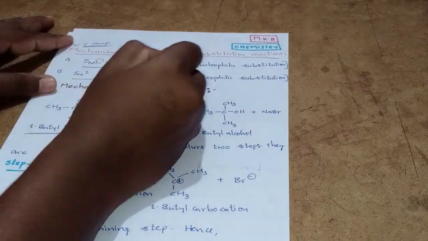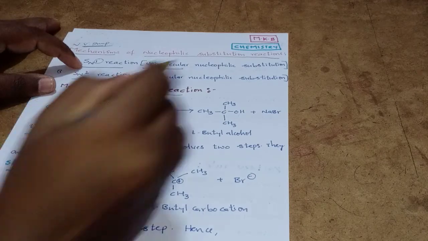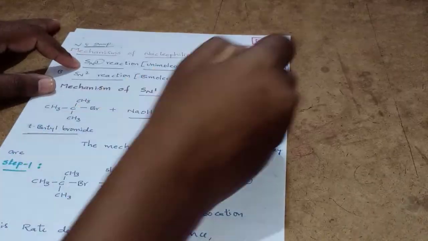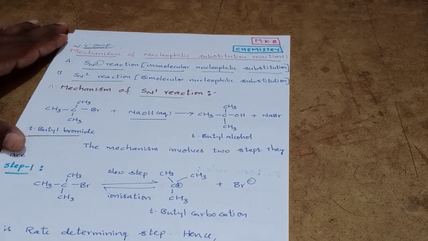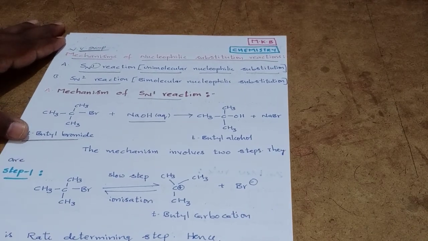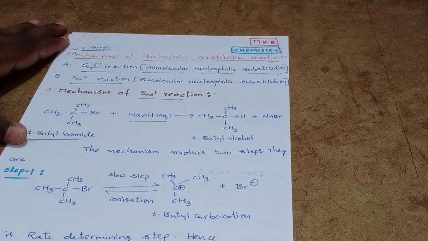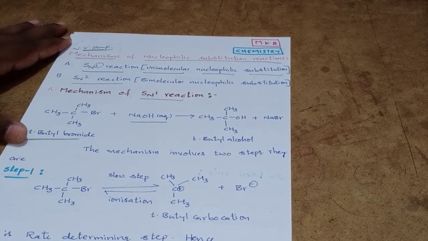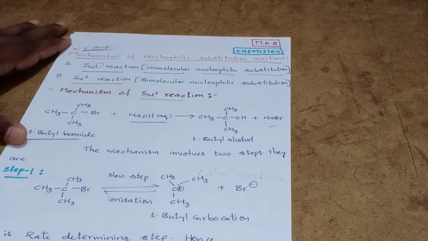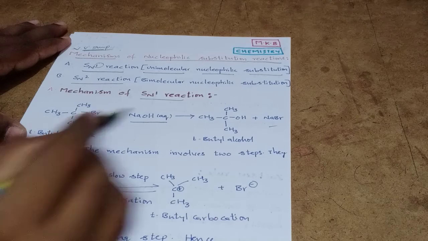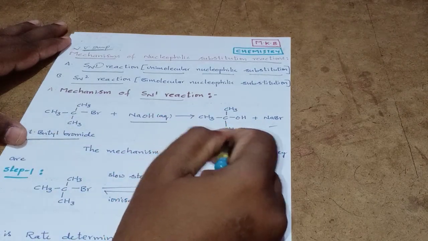1 is nothing but unimolecular. N means nucleophilic, S means substitution. Unimolecular means one molecule, a single molecule. What is the meaning of that? That can be known while discussing the mechanism here. So this is a reaction under SN1 reaction, an example for SN1 reaction.